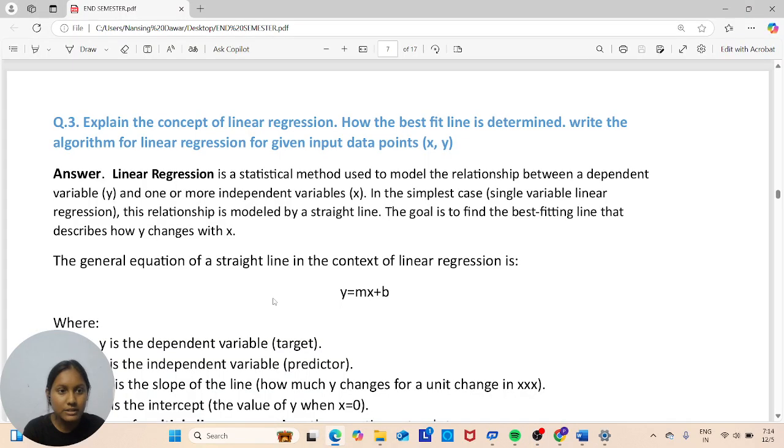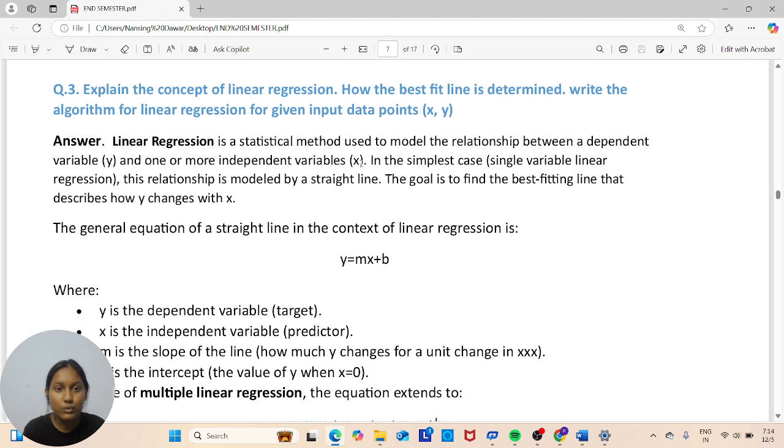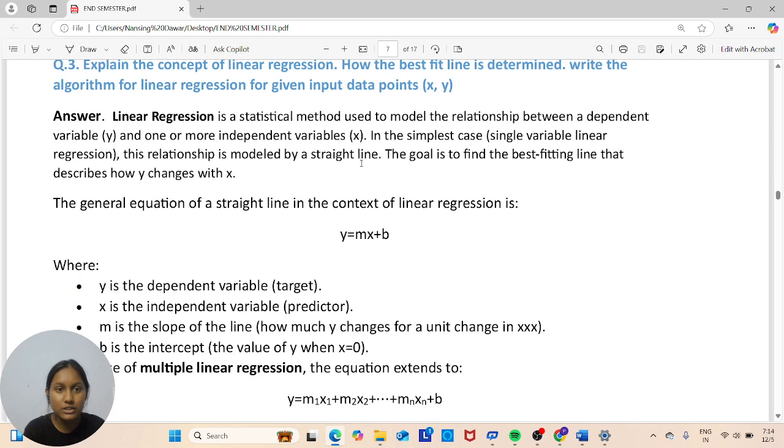Hello. In this video, we will see question number 3. Explain the concepts of linear regression. How the best fit line is determined. Write the algorithm for linear regression for given input data points x, y.